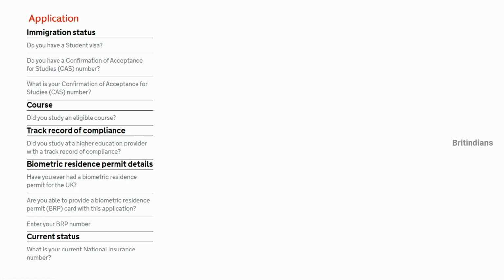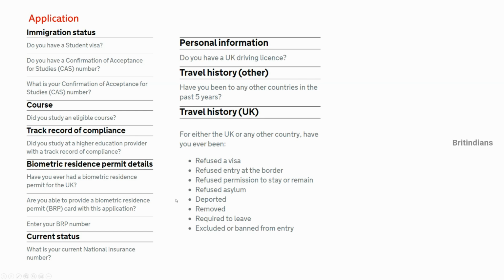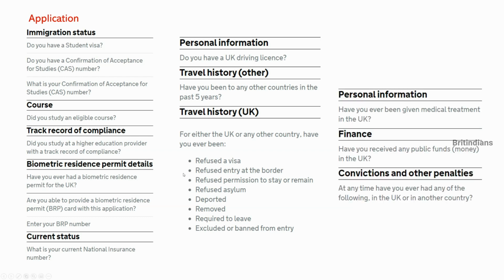And you have to give your BIP details and your NI number, and then your personal information, like if you have a driving license you can give that, and your travel history for the past 5 years, and your visa refusal history if you have any visa refusal, and your personal information, like have you been given medical treatment in the UK, have you received any public funds, any convictions and other penalties.